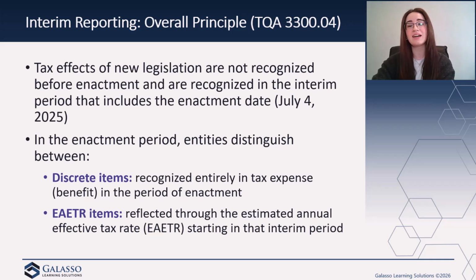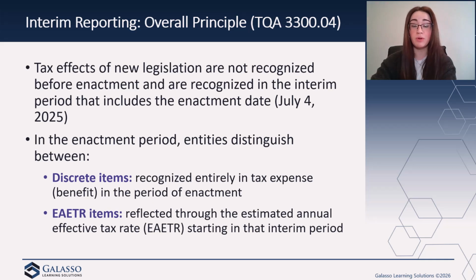The AICPA has answered that question for us by telling us that the effects of this new legislation are not going to be recognized before enactment, and they will be recognized in the interim period that includes the enactment date. In this case, July 4th of 2025 was that enactment date. During the enactment period, entities must distinguish between discrete items and estimated annual effective tax rate items, or, a little bit of a mouthful with lots of different acronyms, the EAETR.